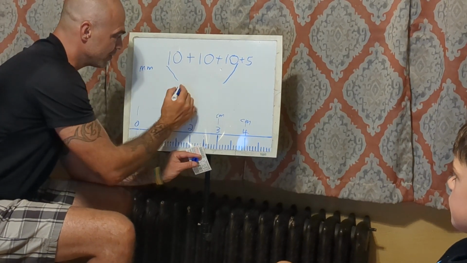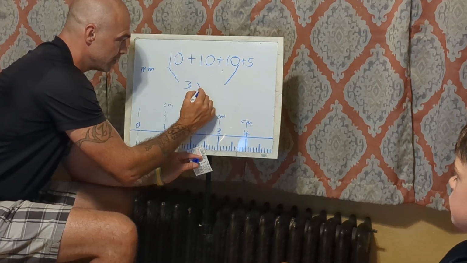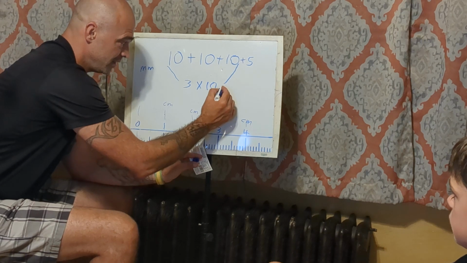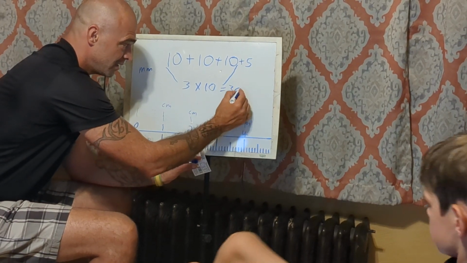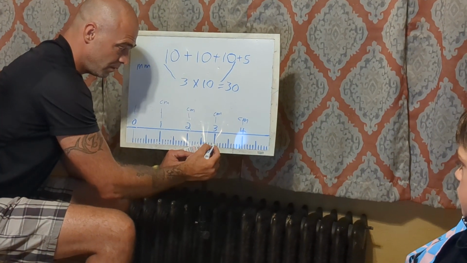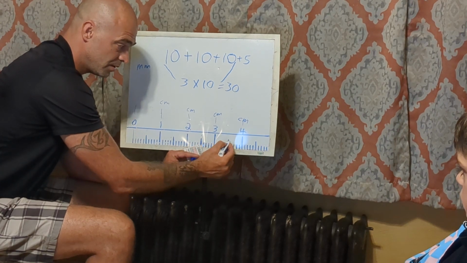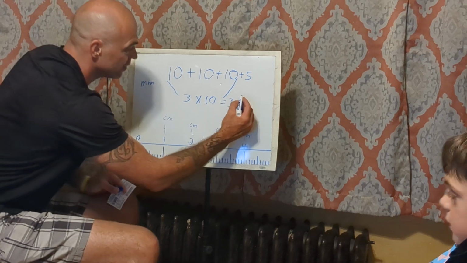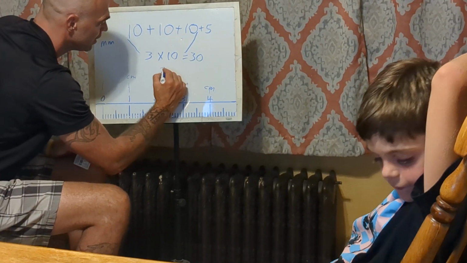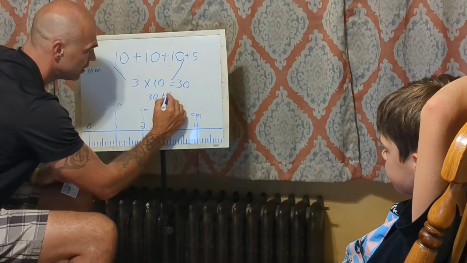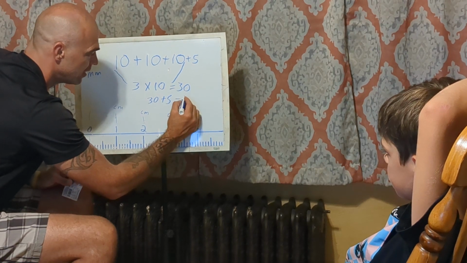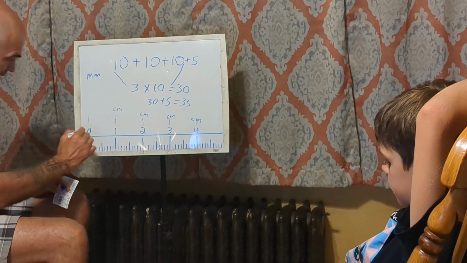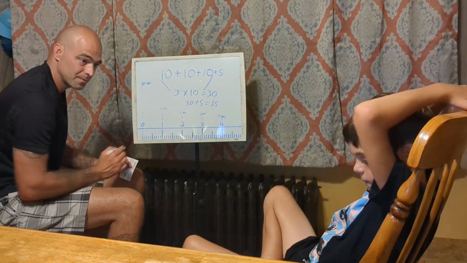Absolutely. Another way of writing this would be 3 times 10 equals 30. And then, because that's our last solid number, we can add 5. Very good. So we know we've got 30 plus 5 equals 35. And wasn't that a little bit quicker than counting every little hash mark, right?